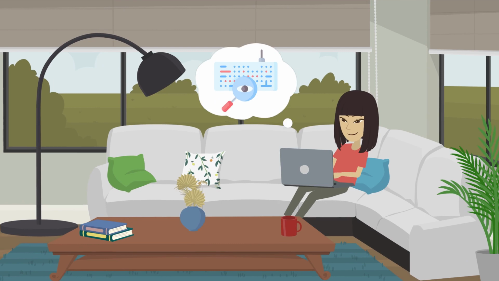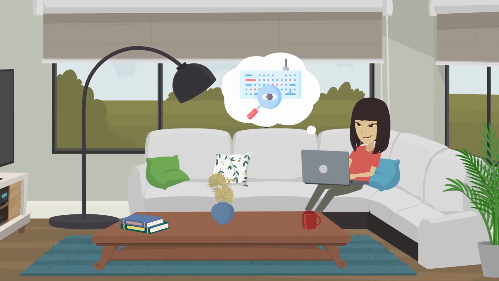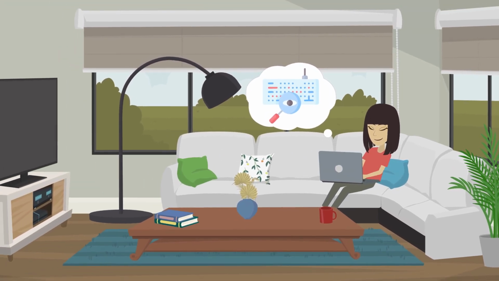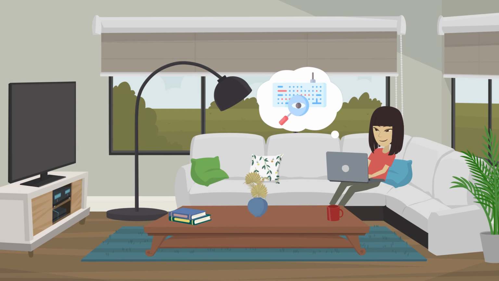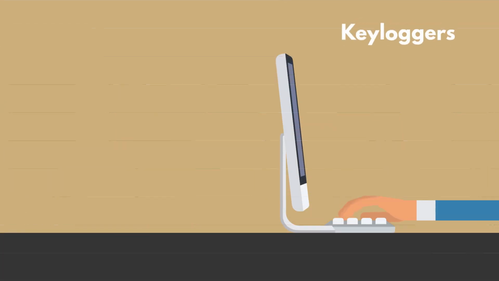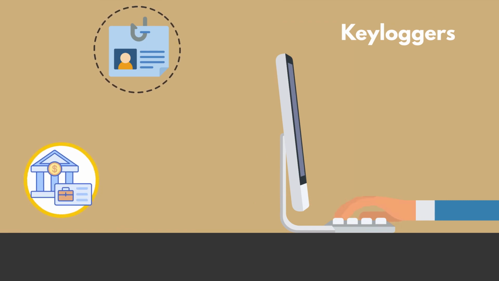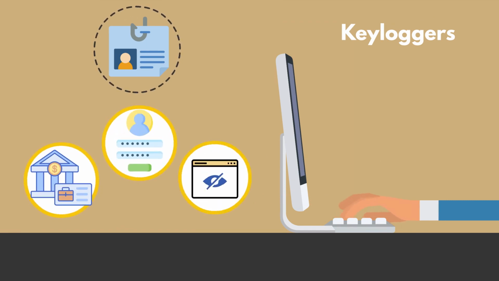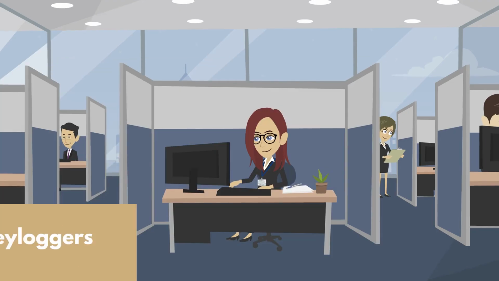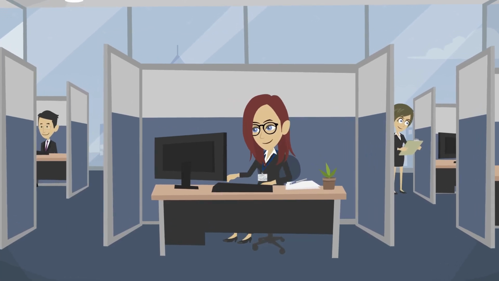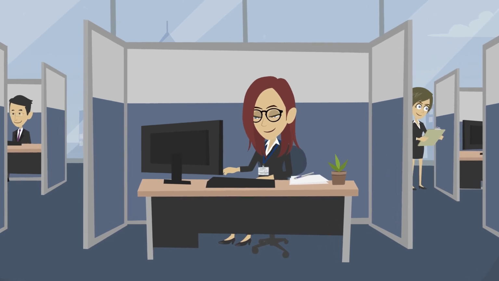A keylogger is software that records each keystroke a user presses and can exist on a computer or mobile device. Keyloggers can be used to capture sensitive personal information such as bank account details, login credentials, or whatever sensitive info you're typing on your keyboard. Keyloggers can also be used in a legal manner by employers.